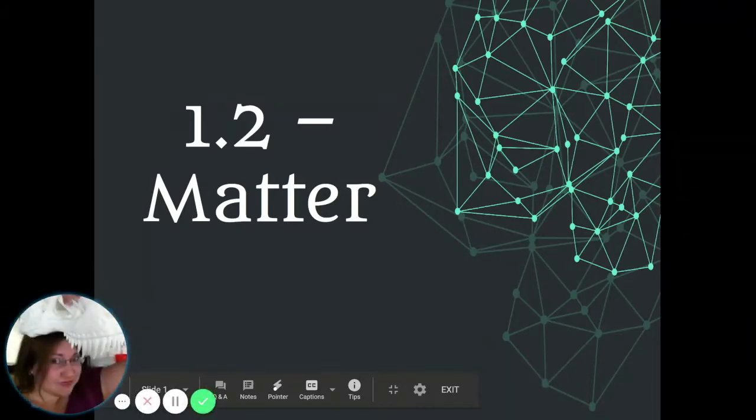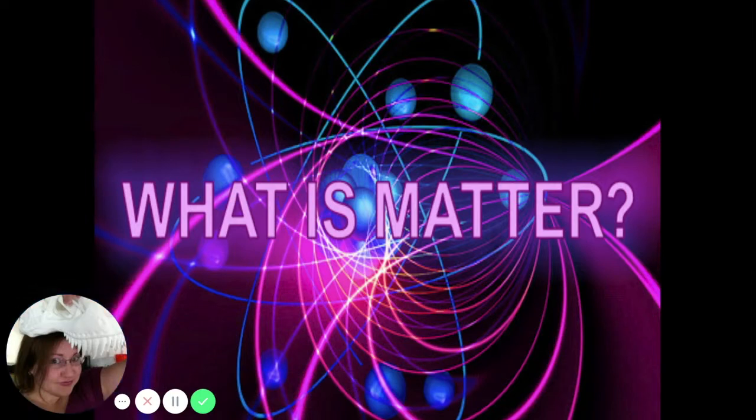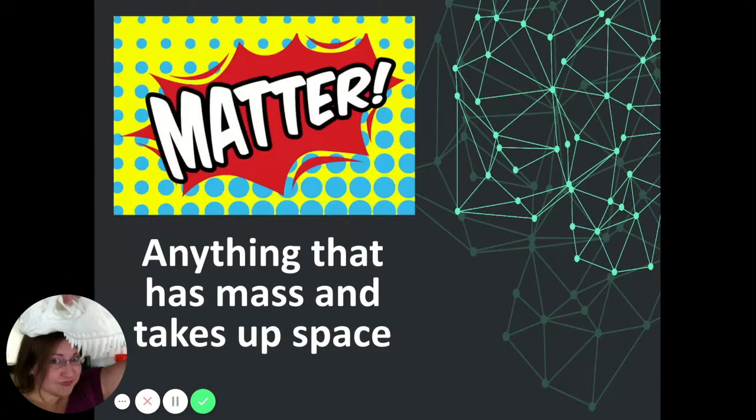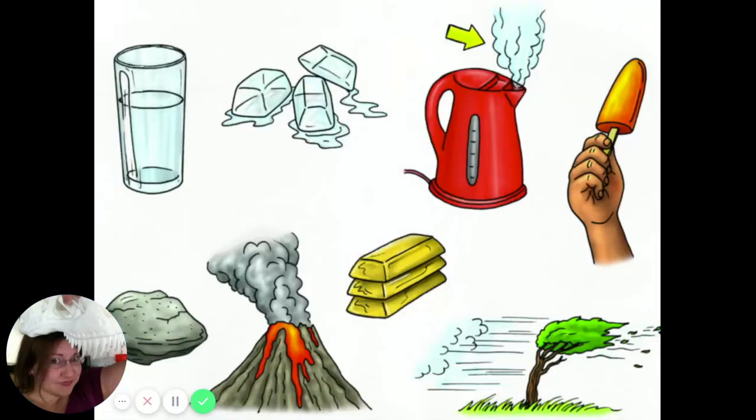In section 1.2, we're going to be looking at matter. So we're going to talk about what matter is and the characteristics of matter and different measurements that we can take by looking at objects. So matter is anything that has mass and takes up space. So mass is the amount of matter, the amount of stuff in the matter, and space is a reference to volume. It's a reference to the amount of space that the object will take up.